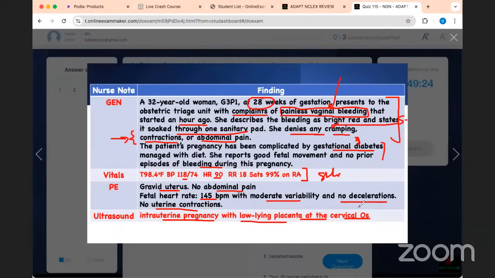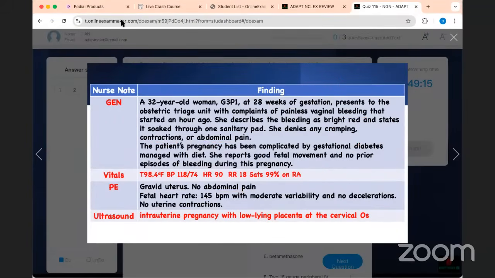Can you figure out what is going on? This is your case. What is wrong with this patient? What do you think? Female, pregnant, painless vaginal bleeding that is bright red. She has no abdominal pain. The vitals are normal. There's no contraction. And you find a low-lying placenta at the cervical os.